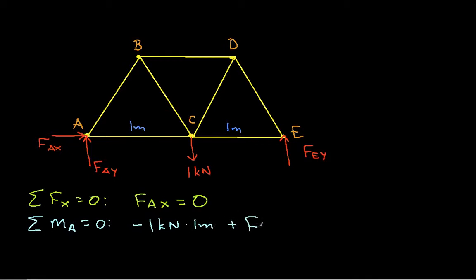plus FEY times 2 meters. This force here acts through a moment arm of length 2 meters. And this is equal to 0. And once we solve this for FEY, we get that FEY is equal to 500 newtons.